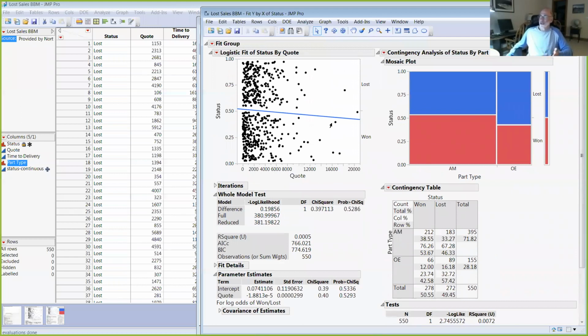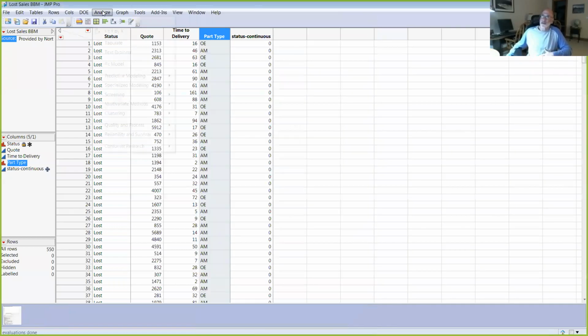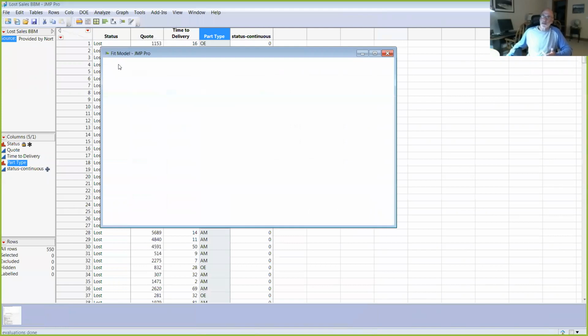And of course, just like with all the regression analysis we've looked at, looking at one variable at a time is instructive, but it's not really the right analysis to do. What you really want to do is take into account these all at the same time. So you would use the fit model platform.